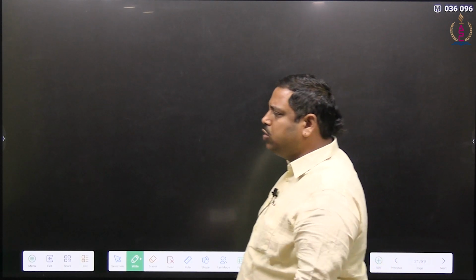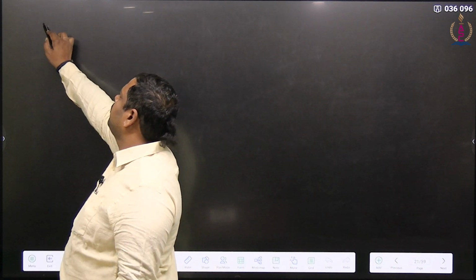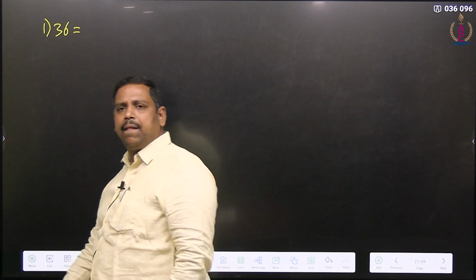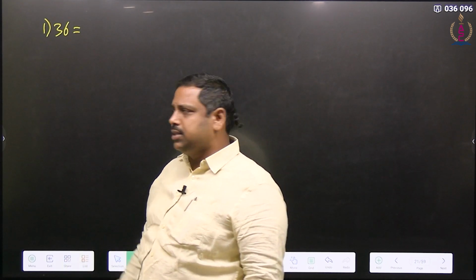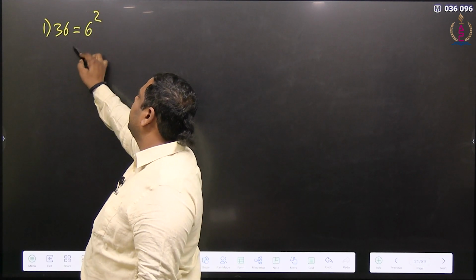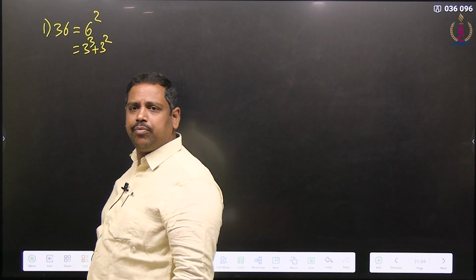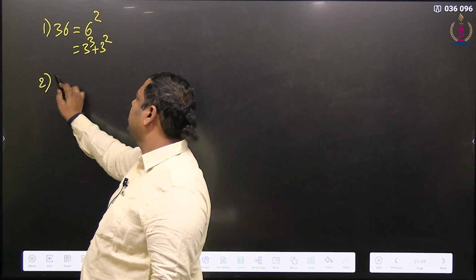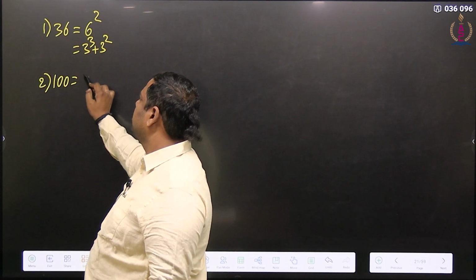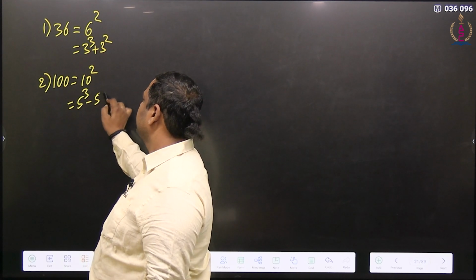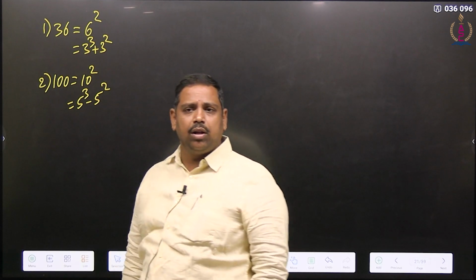Number 1, what you will realize is, suppose by seeing 36, what is the common idea that you will get? Say it loudly. 6 square. Now you will get an idea, it is 3 cube plus 3 square. Just now we wrote, yes or no? Good. By seeing the number 100, what is the common idea that you will get? 10 square. The other idea you will get is 5 cube minus 5 square. Am I right or wrong?